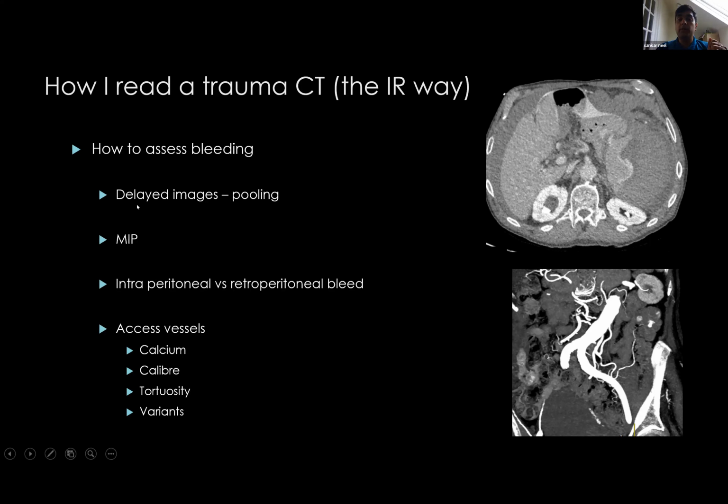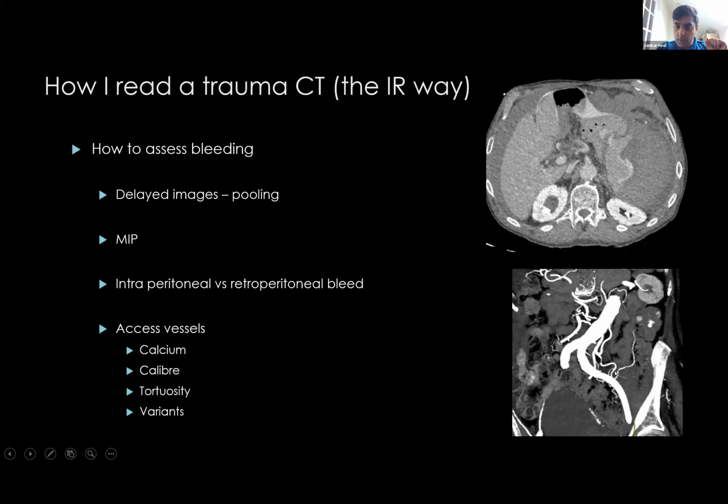Also look at the maximum intensity projections. Now, maximum intensity projections will tell you as an IR how do I get to the point of bleed. Now, this is not a case of trauma, but this is a case where MIP really helped me. As you can see, there is a bleeding in the splenic flexure here. And the IMA gives off a really loopy branch to the splenic flexure, right?